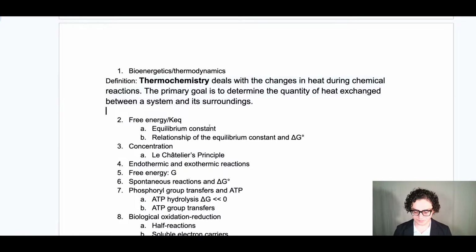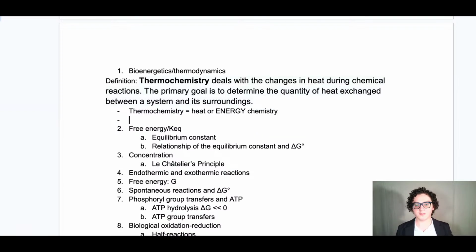So we're going to start with the first sentence. Thermochemistry is heat or energy chemistry. It is about how much energy this reaction releases or absorbs when it takes place. So it's the heat, and I think of it as the energy of chemistry.